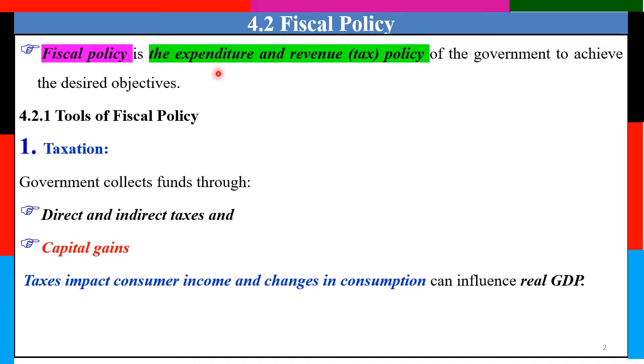Fiscal policy is an expenditure and a revenue or tax policy of the government to achieve desired objective. So, when you say the fiscal policy, it is the macroeconomic policy which is related with government expenditure and government revenue or income. That means government revenue or income means it is taxing.